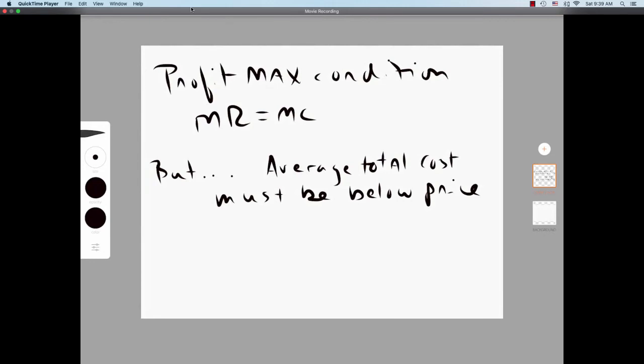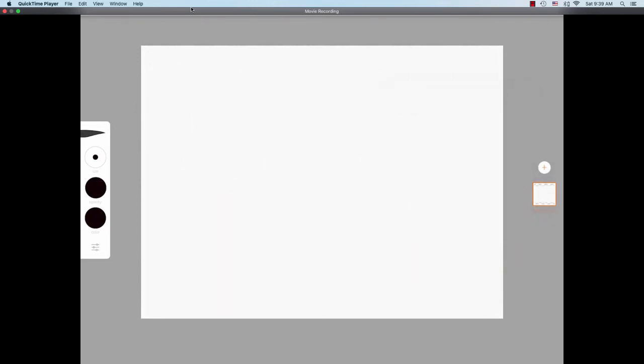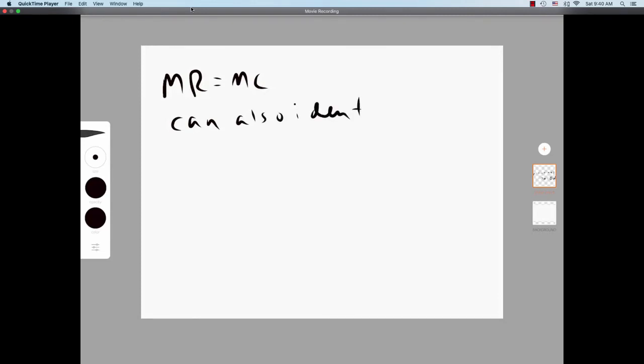Because that profit maximizing condition can be looked at in another way. Marginal revenue equaling marginal cost could also identify something we call the loss minimization output.